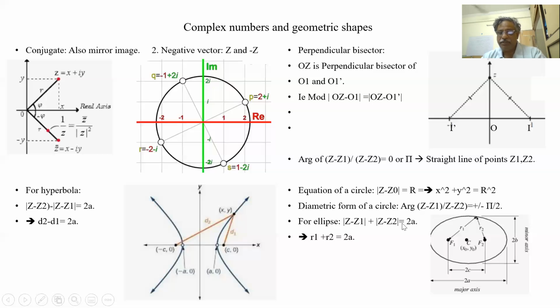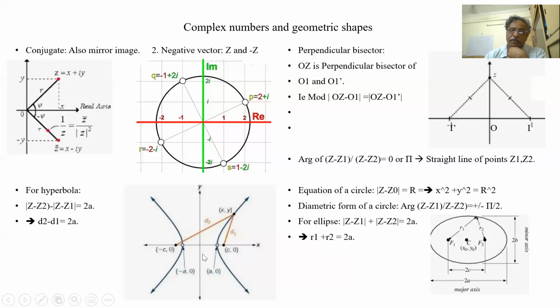For an ellipse, we know r1 plus r2 is equal to 2a, the major axis. So mod of z minus z1 plus mod of z minus z2 is equal to a fixed distance 2a. So when we get the focus points, I can find out this locus with respect to z of x and y. So r1 plus r2 is 2a.